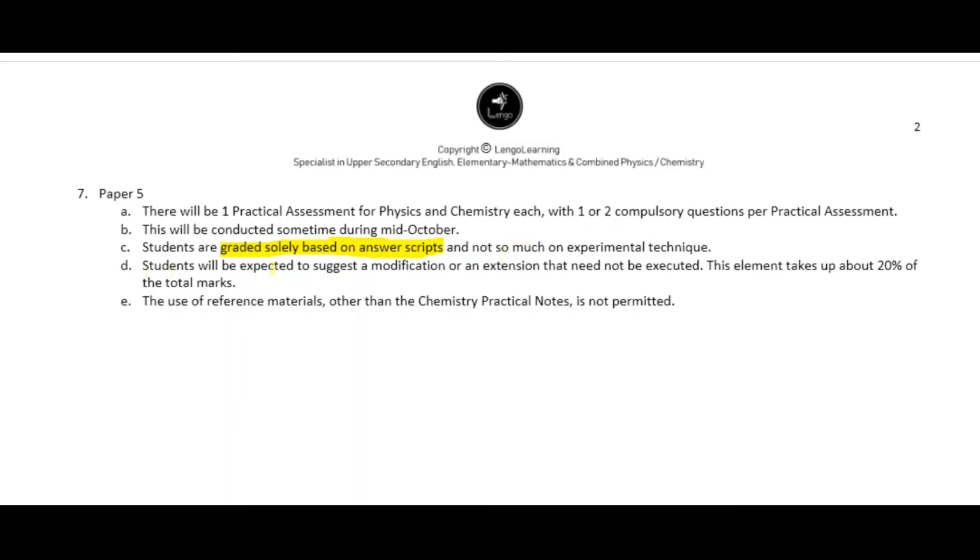And students will also be expected to suggest a modification or an extension. So basically there is this question that requires the students to suggest an improvement to be made to the experiment. This need not be executed. It's just a suggestion, and this component takes up 20% of the total marks. Right, it's quite significant.